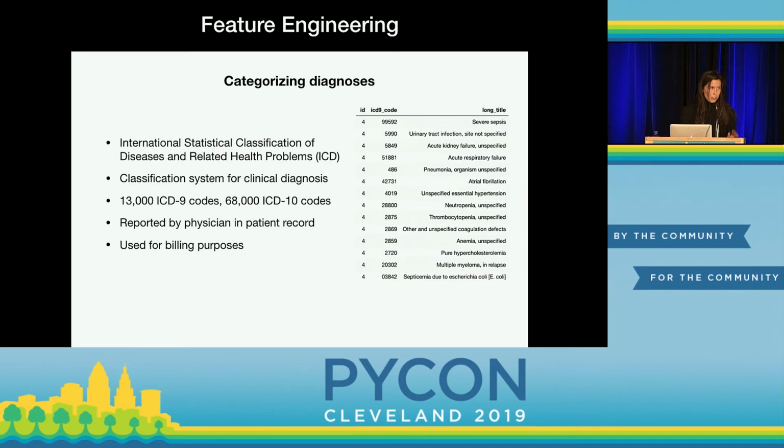Here's an example of some ICD codes. It's a real-life example of a patient with severe sepsis. So at the top is their primary diagnosis of severe sepsis, but we can also see a long list of their comorbidities, for example, acute kidney failure and urinary tract infection.